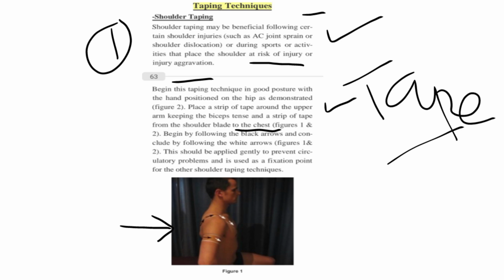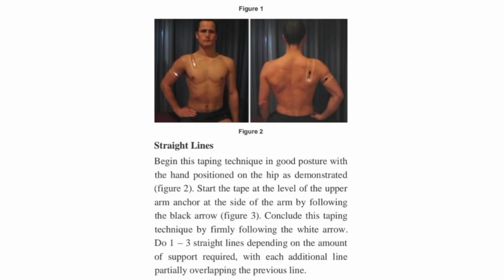This should be applied gently to prevent circulatory problems, because blood flow should continue. Flow should not be interrupted when applying a tape. It is used as a fixation point for the other shoulder taping techniques. This you can see in figure 2. Here is the direction of a shoulder taping.